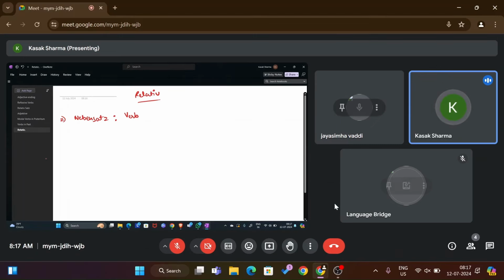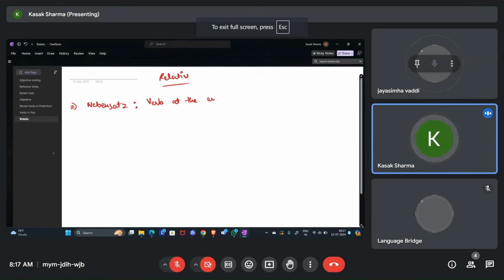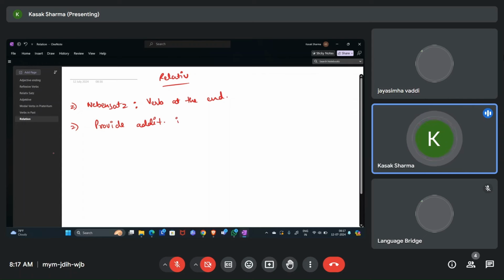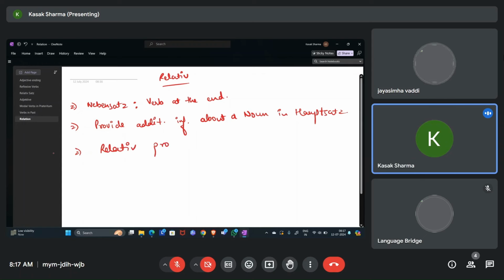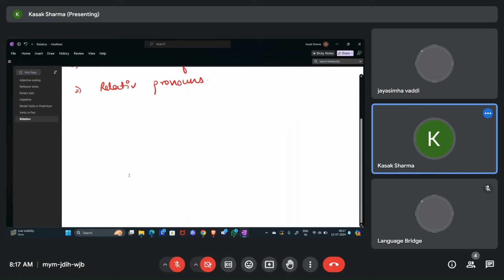Our verb goes at the end. And a relative clause provides additional information about a noun which is present in your Hauptsatz. Okay, and we have relative pronouns for that, to make a relative Satz.